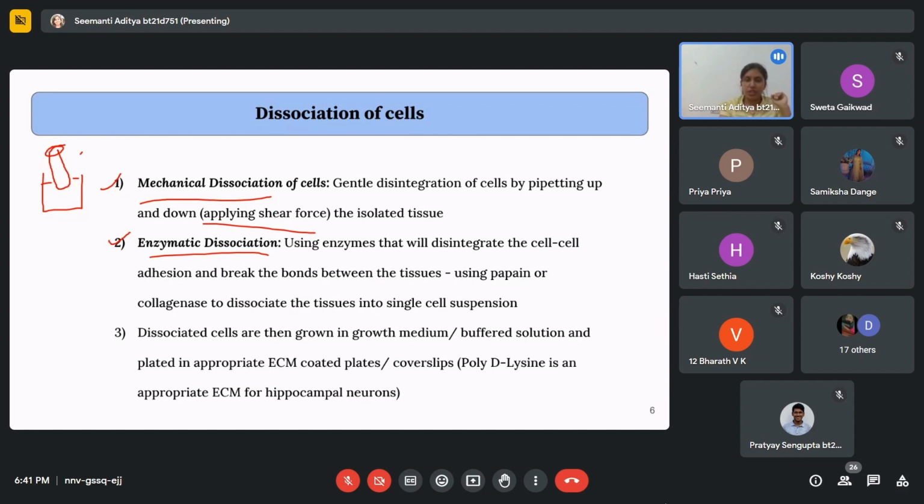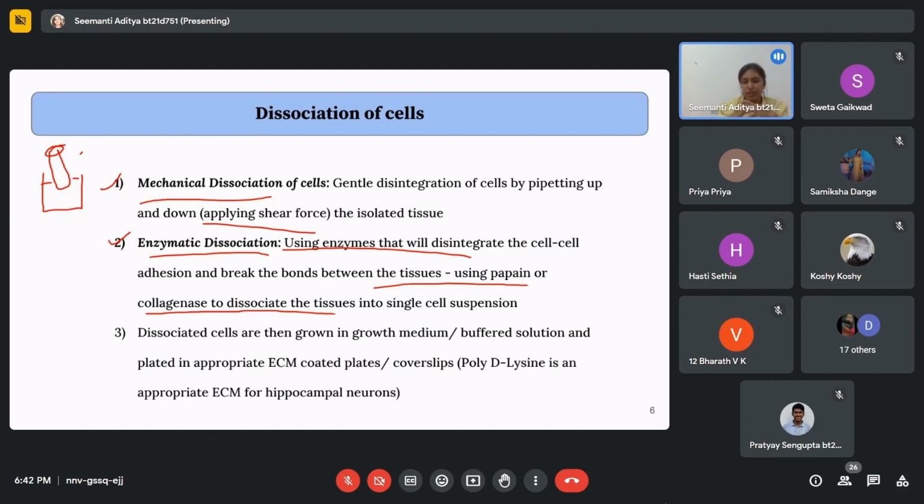Enzymatic dissociation is where we use enzymes that disintegrate the cell-cell adhesion and the bonds between the tissues, like the disulfide bonds or the electrostatic interactions. So we generally use papain or collagenase to dissociate the tissues into a single cell suspension. Papain and collagenase help in breaking down the disulfide bonds and the collagen respectively.